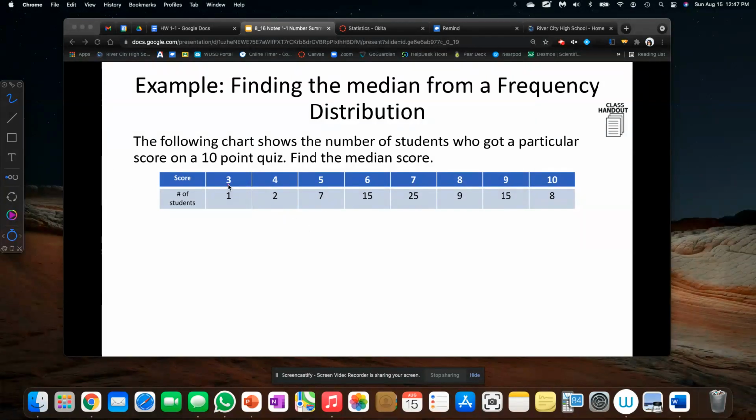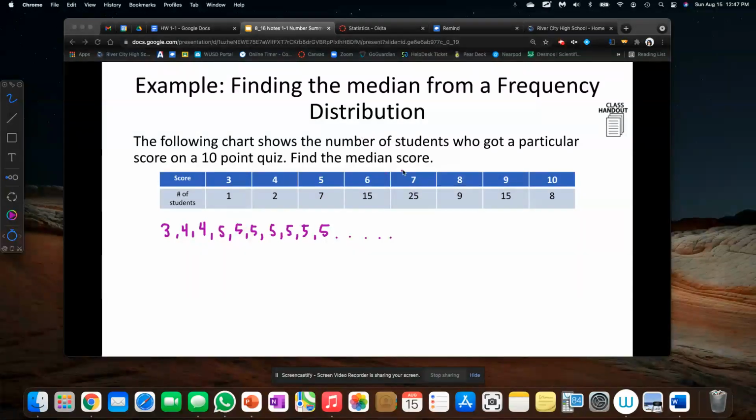If we were to list out this data, it would look like this: 3, 4, 4, 5, 5, 5, 5, 5, 5, 5, etc. And we can keep going on. However, we're not going to list out all of those numbers because that would take forever. The whole point of putting it in a frequency distribution is so you can see that most people seem to score between a 6 and a 7.